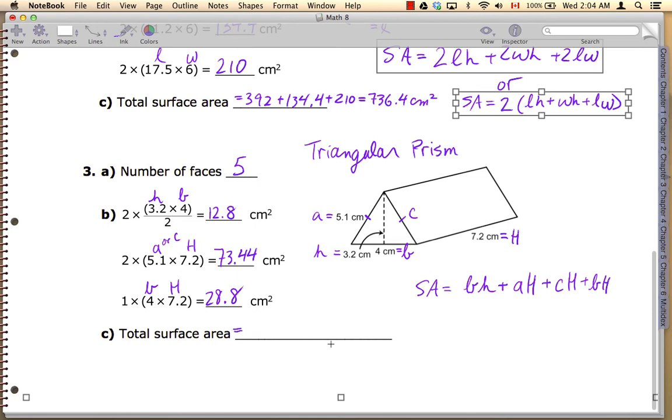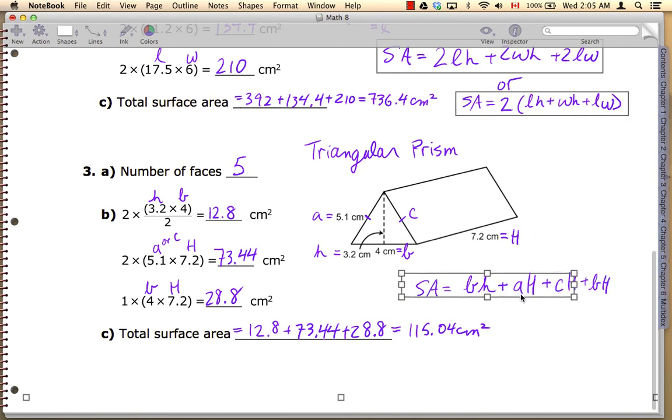So to find the total surface area, you need to add all these things together, the 12.8 and the 73.44, as well as the 28.8, and that will give you a total surface area of 115.04 square centimeters. Now we have a formula right here for the surface area of this triangular prism.